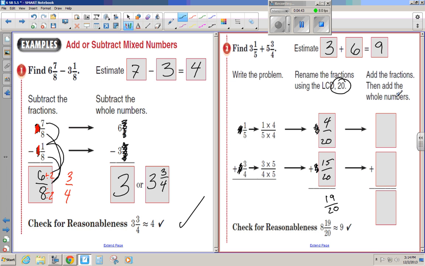Now look at the whole numbers. Add the fractions, then add the whole numbers. The whole numbers are 3 and 5, which is 8. And when you put them together now, you end up with 8 and 19/20ths, which is very reasonable to our estimation.